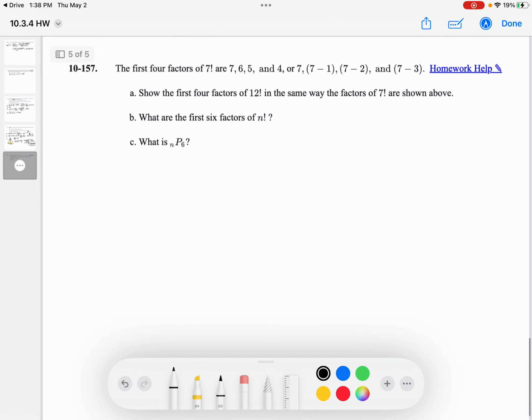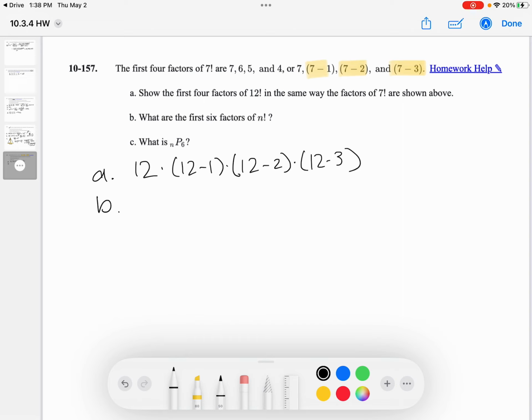All right, problem 157. The first 4 factors of 7 factorial are 7, 6, 5, and 4, or we could write it in this way: 7 times 7 minus 1 times 7 minus 2 times 7 minus 3. All right, so they ask us to do the same thing for 12. So 12 factorial, let's think, is 12 times 11, but I could write that as 12 minus 1, times 10, or I could write that as 12 minus 2, and then one more factor, 9, would be 12 minus 3.